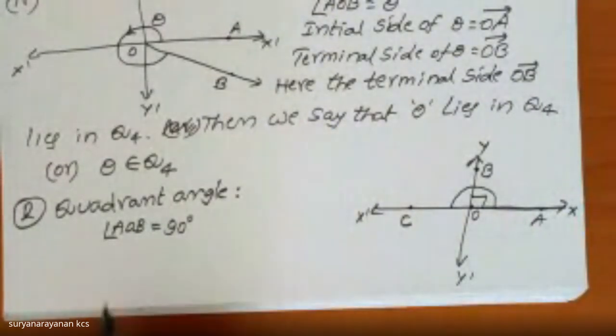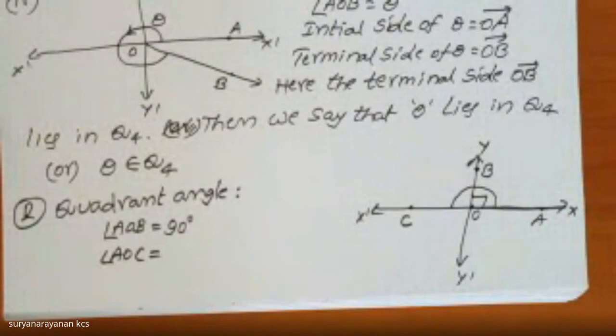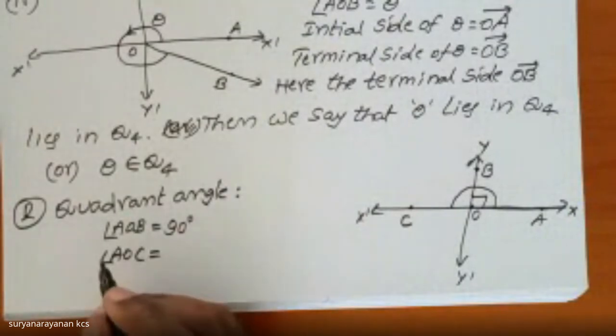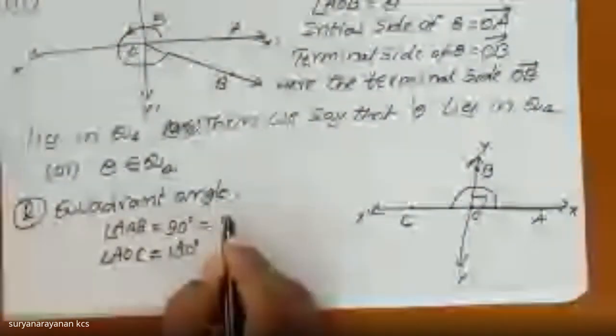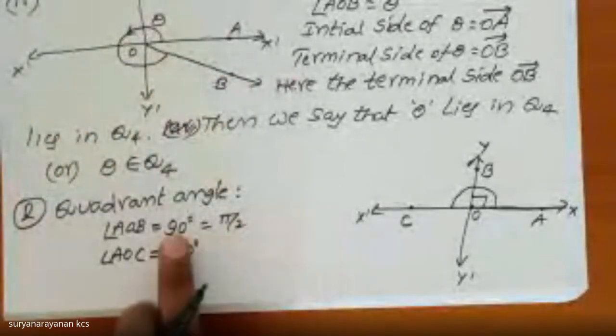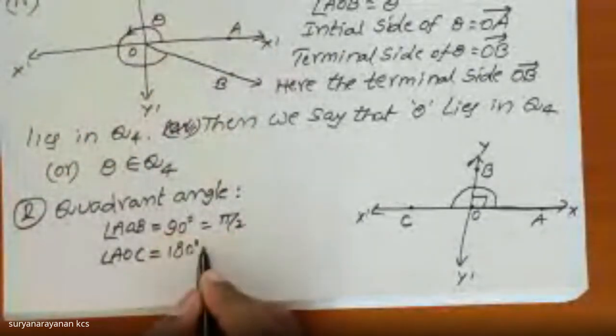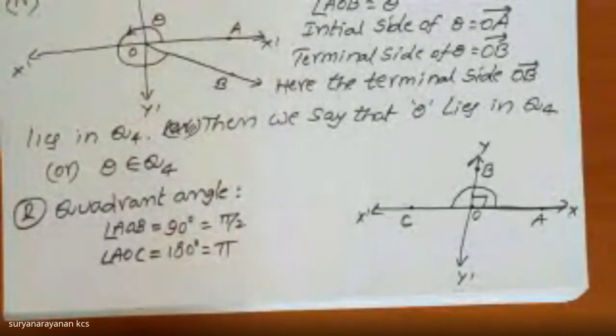Then angle AOC, what is the measurement of angle AOC? Very good, Richard and Percy, 180 degrees. In terms of radians, we can say that 90 degrees is pi by 2 radians, and this can be said in terms of radians as pi radians.